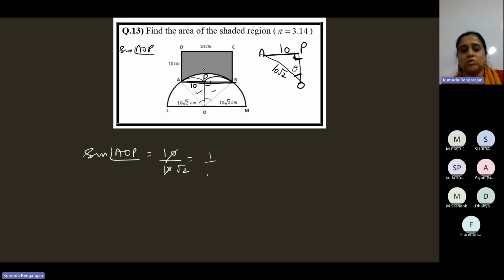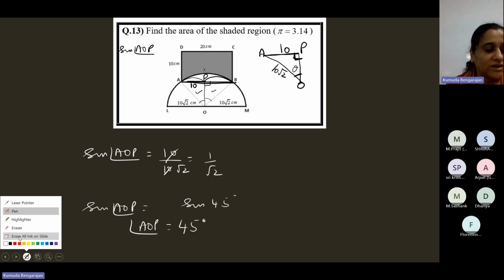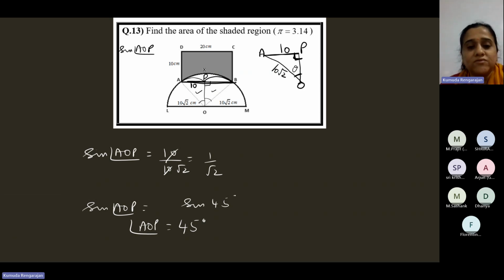So it's 1 by root 2. When is it 1 by root 2? Sine 45. Sine 45 degrees is equal to sine of angle AOP. So angle AOP is equal to 45 degrees. So this one is 45. This one is 45, so this is also 45. So the sector angle is 90 degrees, which we got using the converse of Pythagoras.